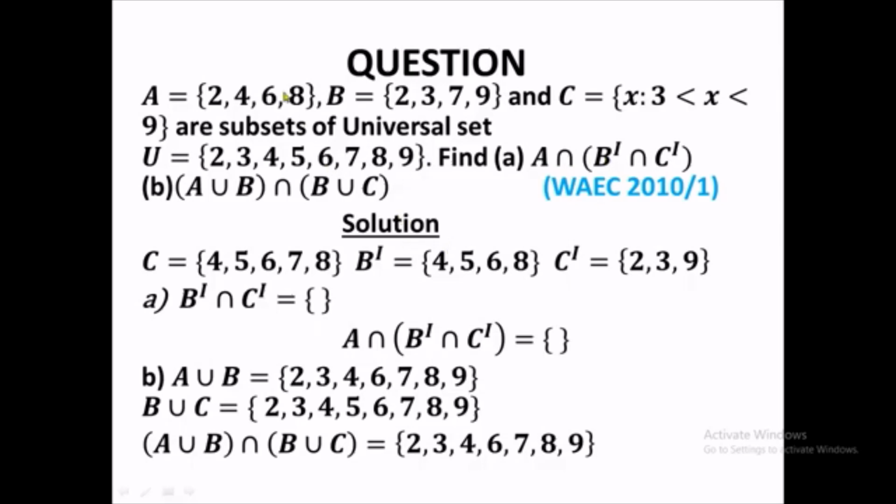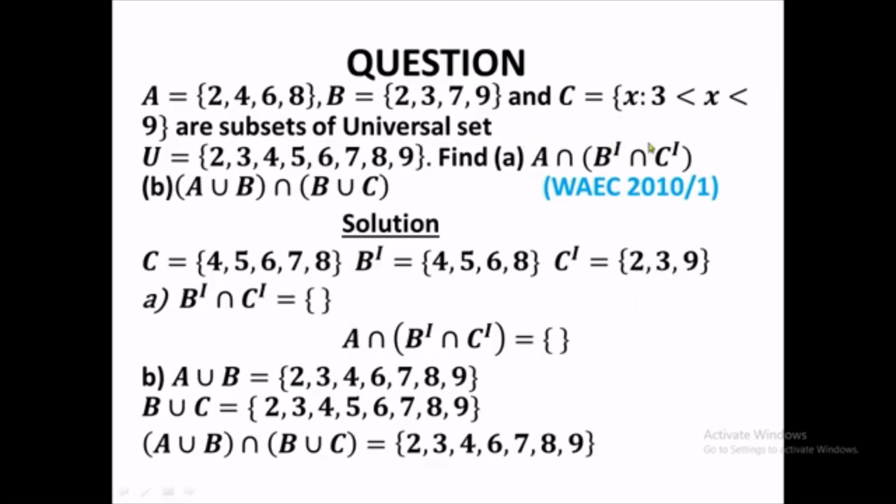The B complement is the element in the universal set that is not in set B. So we have that to be 4, 5, 6, 8. We also need C complement here, which is the element in the universal set that is not in set C, and those elements are 2, 3, and 9.